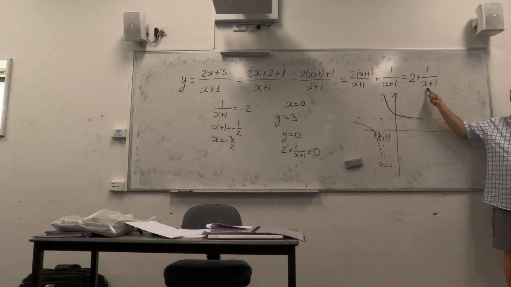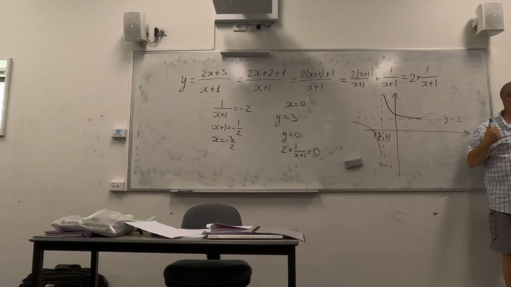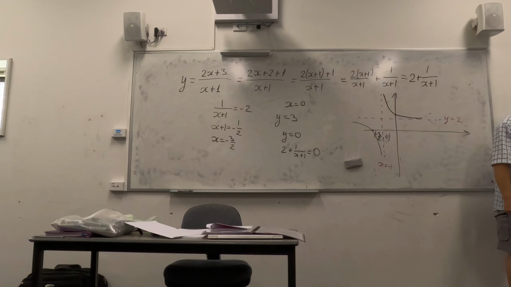When x equals negative 1, what does the denominator equal? Can we have denominator 0? No. That's why we cannot have x equal negative 1. That will be vertical, and we'll have a function undefined.